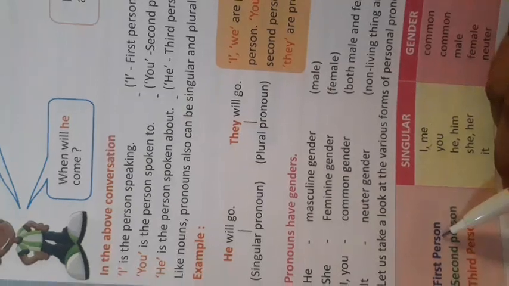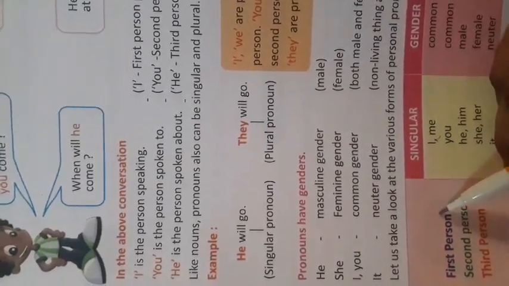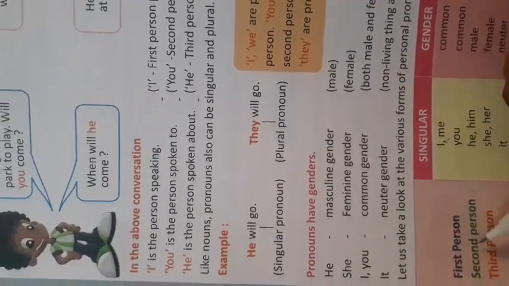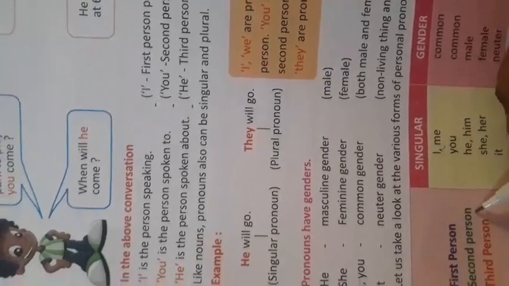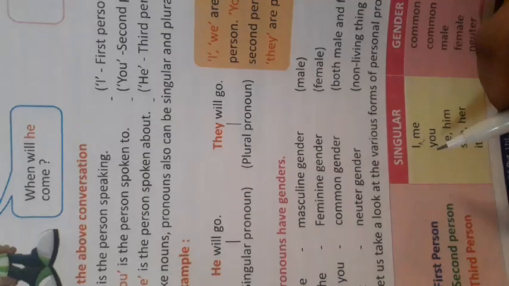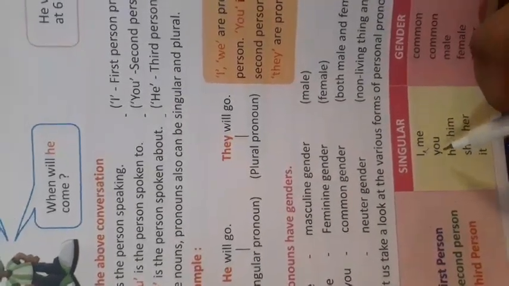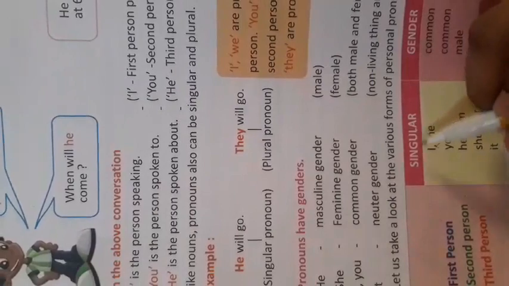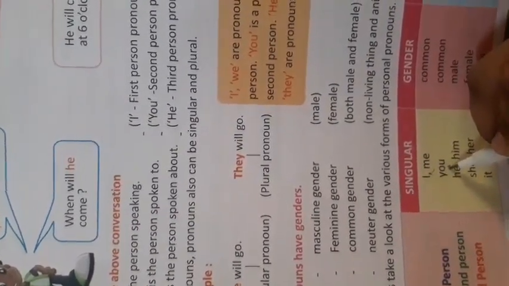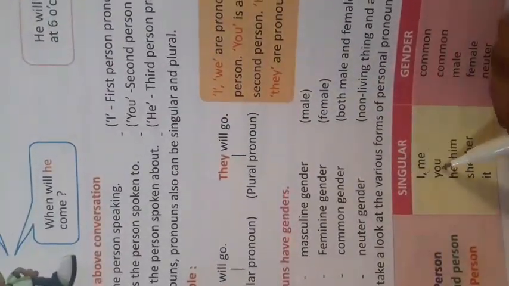Who is called the first person? The person who is speaking is called the first person or the speaker. And the second person is the listener, the person who is listening. So who is listening here? You are listening, so you are the listener, you are the second person. In the second person singular we use you, and you is used in the plural also.